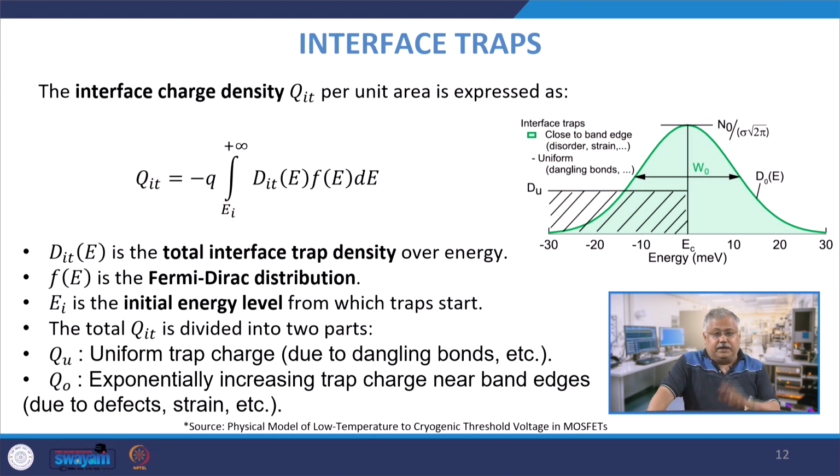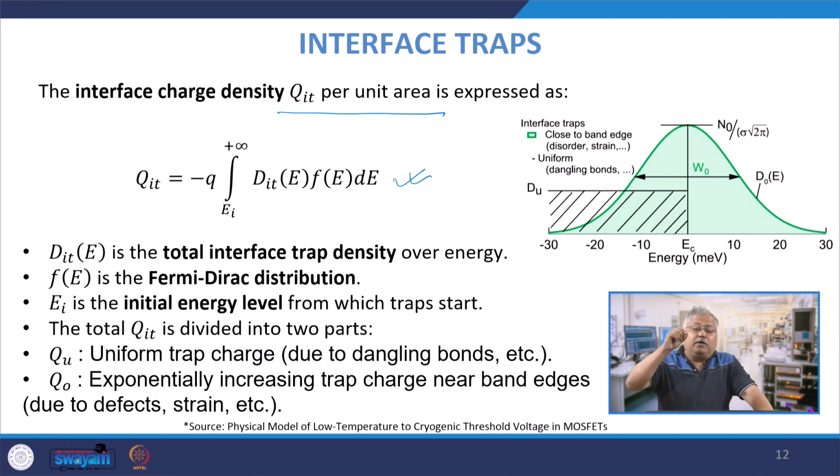Okay, so let us look at the interface trap charges. The interface trap density Q_IT per unit area, the areal charge Q_IT, is given by this expression, where D_IT is basically the total interface trap density over an energy range. So, if you have energy E and you have E plus delta E, within the delta E change, how many interface traps are there, that is shown by D_IT as a function of energy.